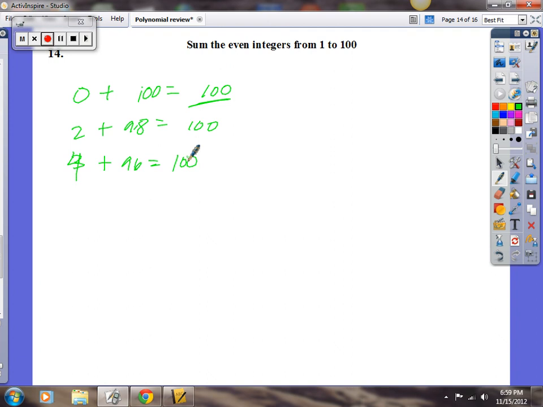What are you going to pair 48 with? 48 is going to match up with 52. That is 100. So the only one that does not have a pair is 50. So now how many groups of 100 are there going to be if you go 0 to 100, if you pair just the evens?